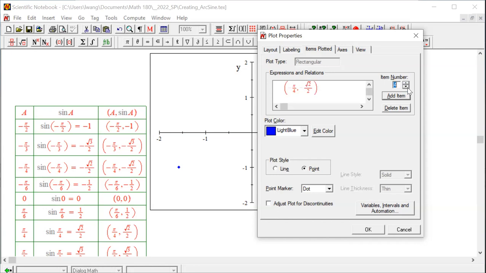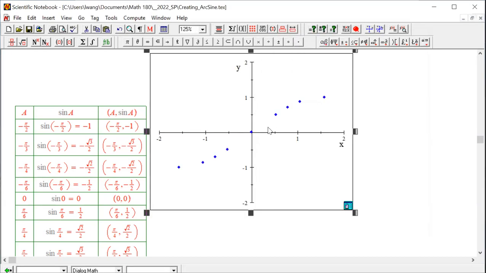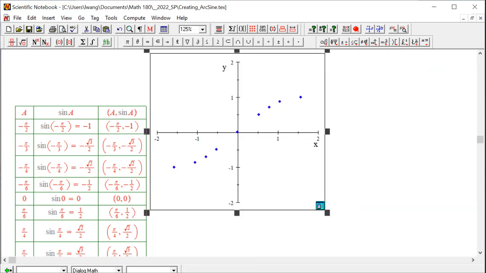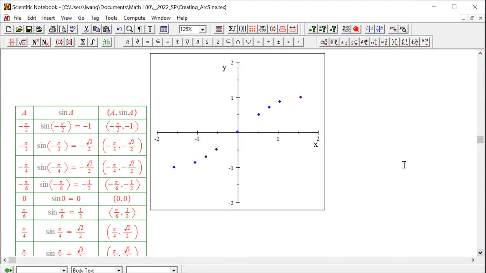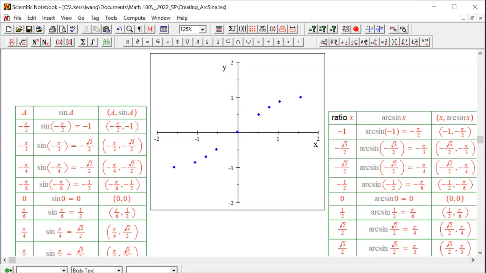So I'm checking these points. I think we're good. This is the sine curve between negative pi over 2 and pi over 2, right? I'm not going to connect the dots yet. If I let the computer connect the dots, it's going to give me the whole sine curve. So we're going to leave it like that. Just imagine that piece of sine curve between negative pi over 2 and pi over 2. And now we're going to graph its inverse in the same picture.